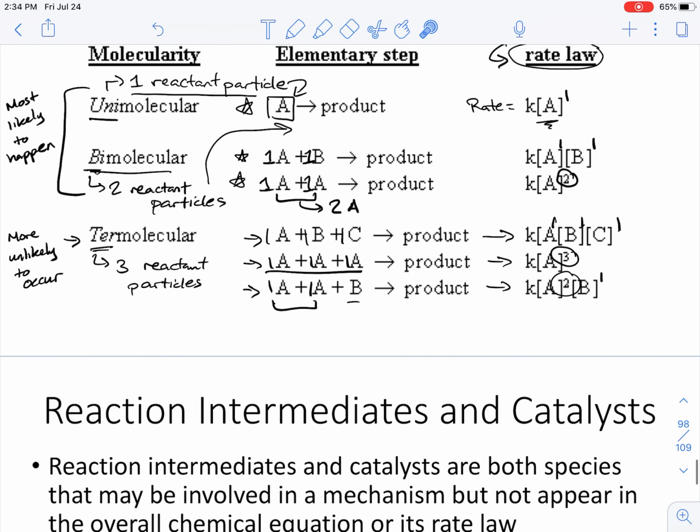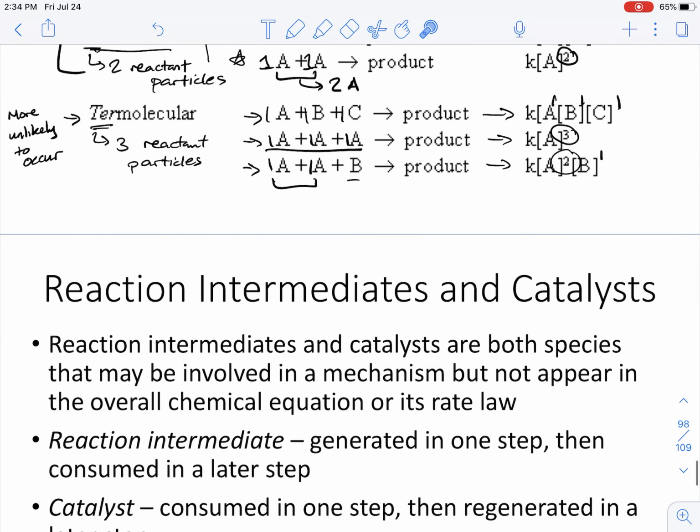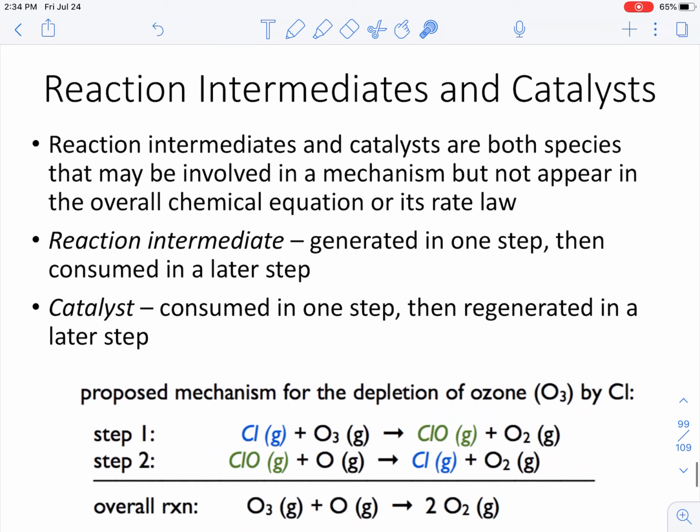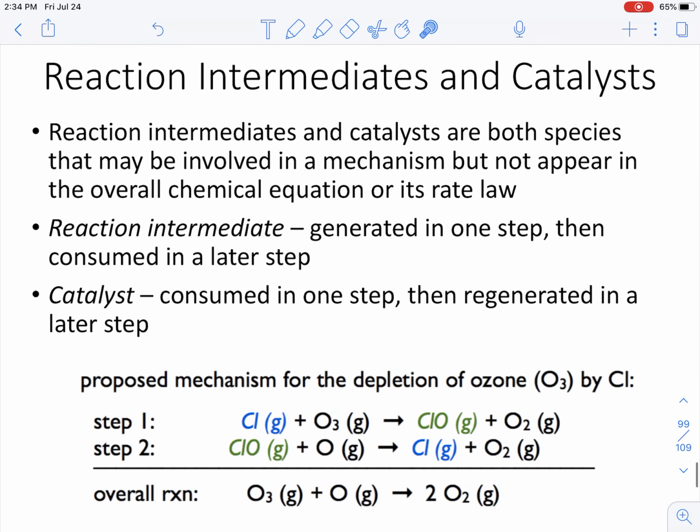All right. So let's go ahead and talk about another topic, which is reactive intermediates and catalysts. I brought up reactive intermediates a little while ago, so let's put a definition to this. Reaction intermediates are typically generated in one elementary step, and then consumed in a later step. Whereas catalysts are typically consumed in the first step, but then regenerated in the last step.